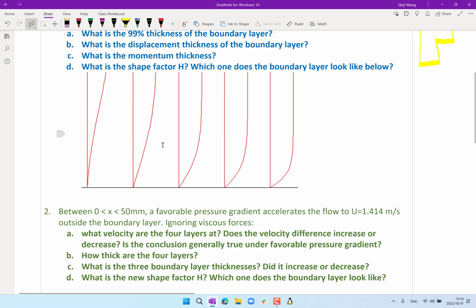Theta is 0.53. Yeah. And then H is 1.20. Good. Nice. Is that what you got? Yeah. Let's go. So now, which one does it look like? It's gonna be the smaller, like the boundary layer is smaller. Yeah, so it's gonna be more like the fourth one. Yeah. Okay. Good.